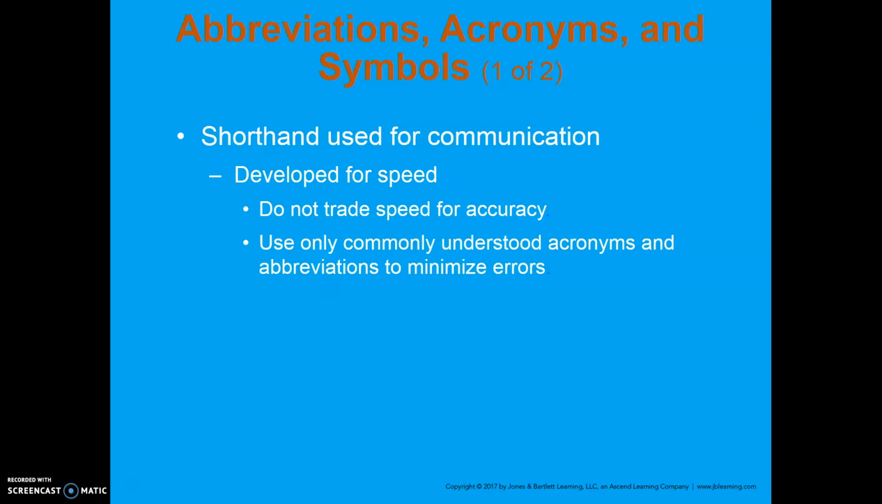Abbreviations, acronyms, and symbols. Medical abbreviations, acronyms, and symbols are a type of shorthand used for communication. It developed because one could communicate faster using this method. It's important not to trade speed for accuracy and to use only commonly understood acronyms and abbreviations to minimize misinterpretations or errors. And you have to know that there are specific medical abbreviations, not the common abbreviations that we use. Make sure that it's recognized in the medical world.